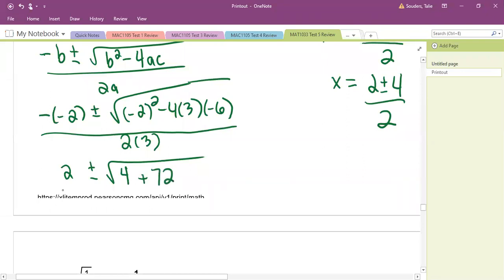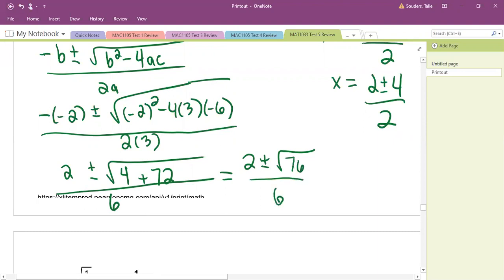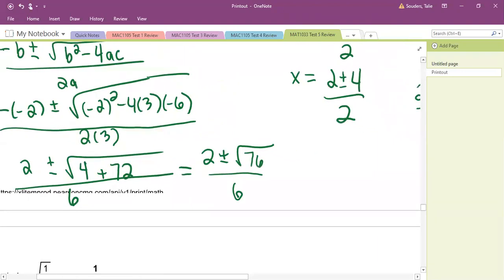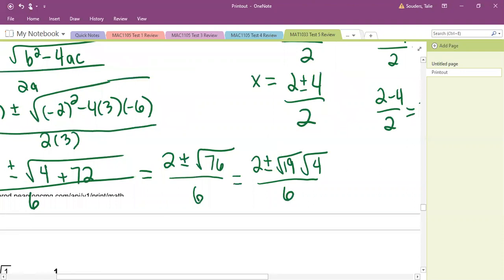And then the denominator, 2 times 3 is 6. Okay. So what is 4 plus 72? 76. And then we need to simplify that radical before we do any canceling. So what perfect square goes into 76? 19 and 4. Very good. So what is the square root of 4? 2.